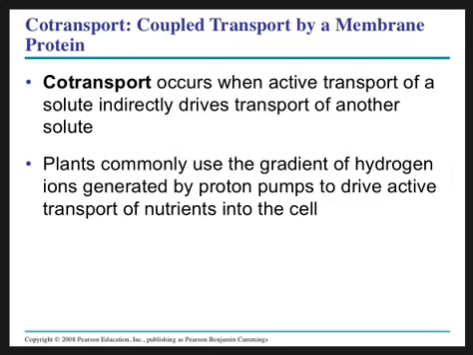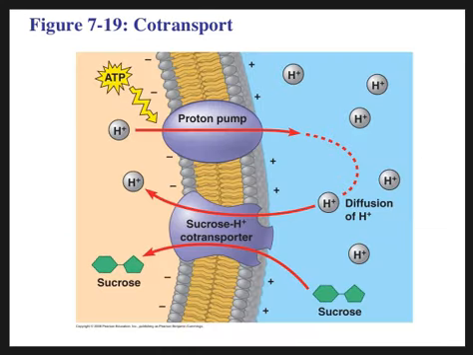They use a gradient of hydrogen ions that they generate with proton pumps so that they can transport nutrients into the cell. And it looks kind of like this. So I'm going to use an ATP proton pump and I'm going to pump hydrogen ions out of the cell against their gradient. I'm going to create a super high concentration of hydrogen ions outside the cell. I do this because I need that hydrogen ion to bind to a specific type of transport protein.